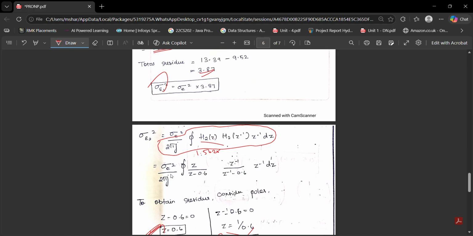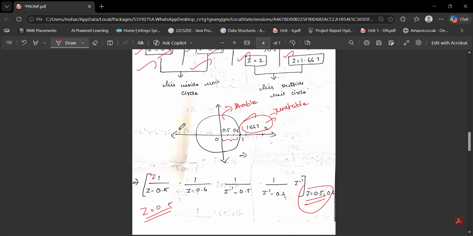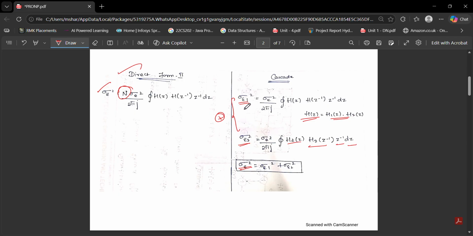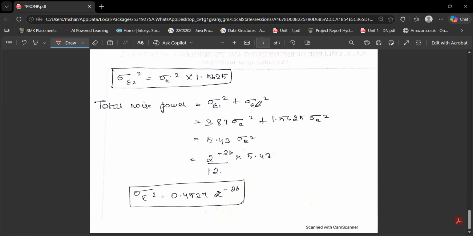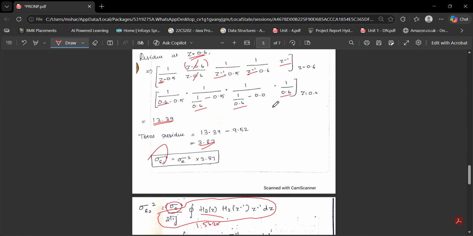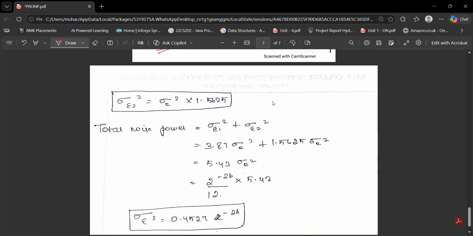This is the residue formula. So 1.5625 multiplied by this thing, that is what I did here. Now finally, we will be adding both. That is the next step. The first thing is sigma e square into 3.87, and this is the second thing, I have put it here. If I add both, I will end up with this value.